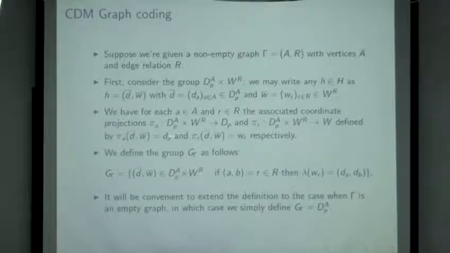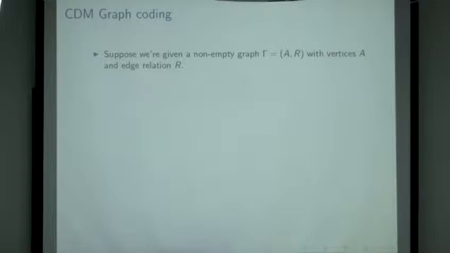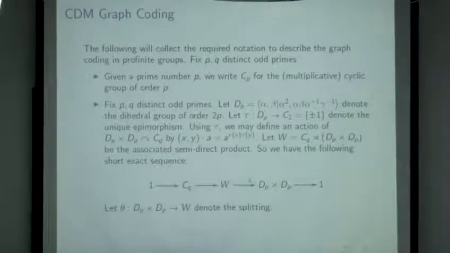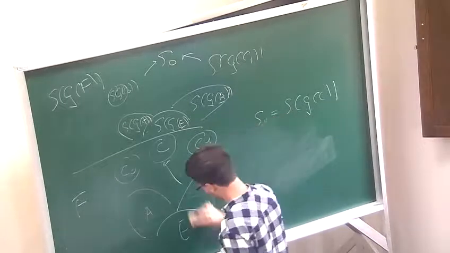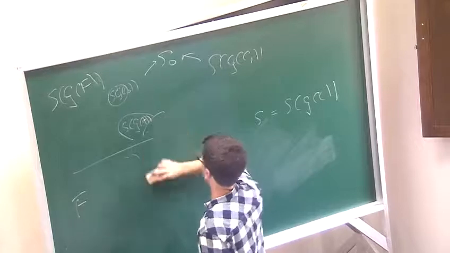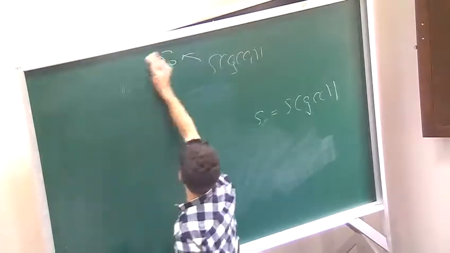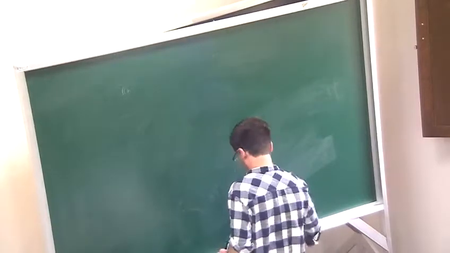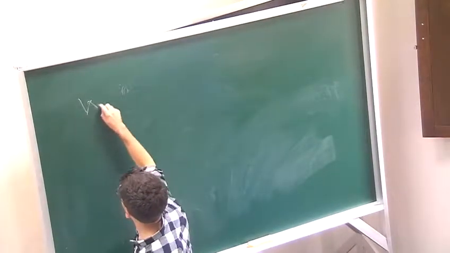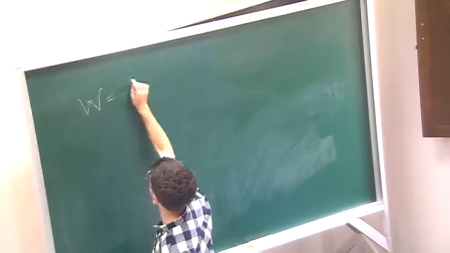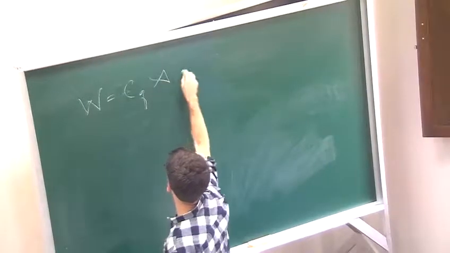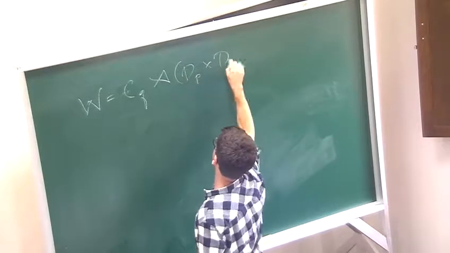And then we define a group G gamma as follows. So I look at the elements in this product. Yeah, so W is here. So it's the semi-direct product. So maybe I should just write this, because I think it's worth remembering. So W is going to be CQ, semi-direct product, Dp times Dp.